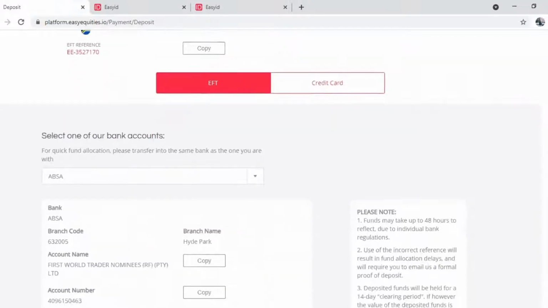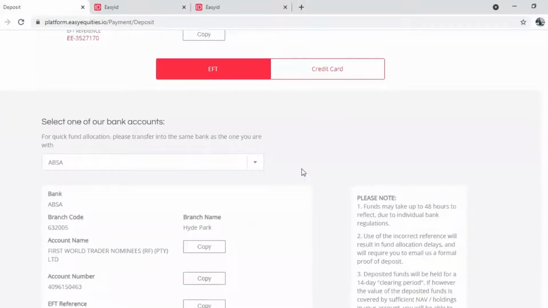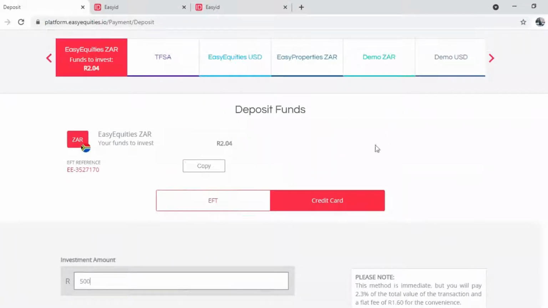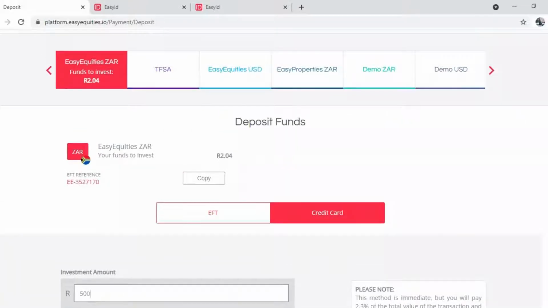Then there's the details of the bank. Just make sure that you fill in these details correctly to avoid losing your money and getting it paid into the wrong account. Then make sure that you use your reference number so they know that it is you. Or you can use your credit card, where you put in the amount. Let's say you want to invest 500, and then you fill in your credit card details. Just understand that this process could take about 48 hours.